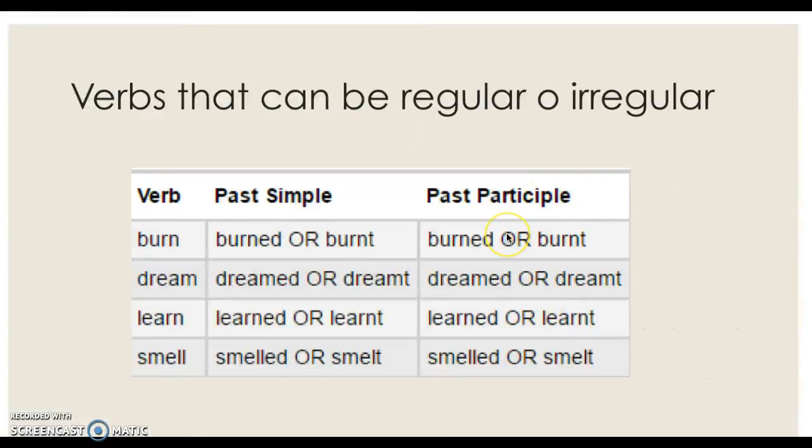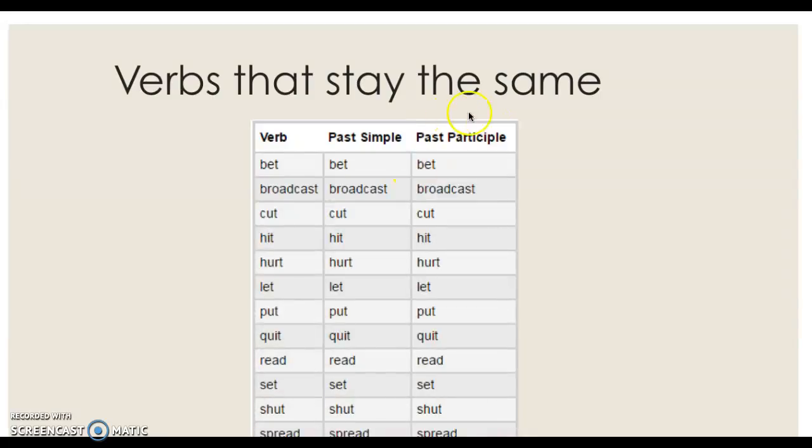There are some verbs that can be regular or irregular, like burn, dream, learn, and smell. You can say learned with ed, or you can say it with t. And the same for all the verbs. And there are some verbs that stay the same. They don't change in the past. For example, hit, hit, hit, cut, cut, cut, they all stay the same. So you can say, I cut my hair yesterday, and I always cut my hair. And it's always going to be the same.